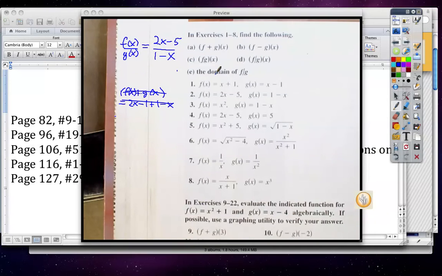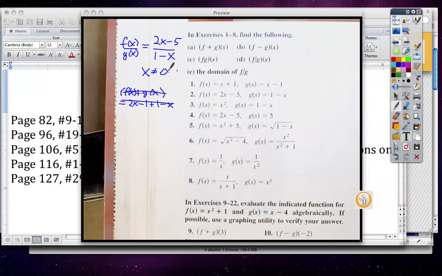The E part is, what's the domain? Okay, again, what are the two situations we're looking for? Divide by 0, or square root of a negative. So which value of x do we have to restrict? 1, right? You can't have 1 minus 1, that would be 0. So the domain is x does not equal 1.